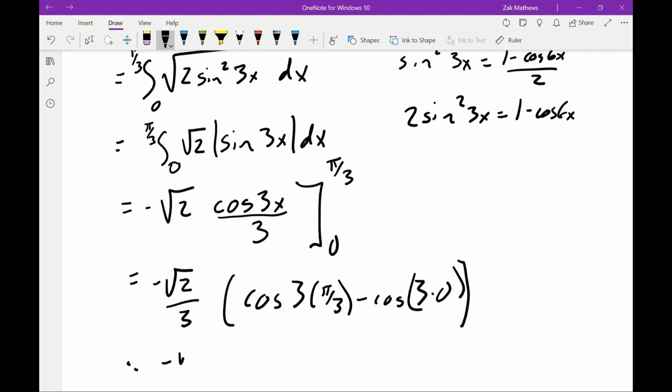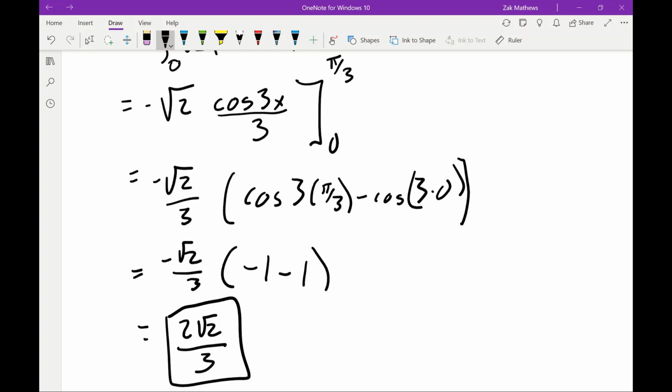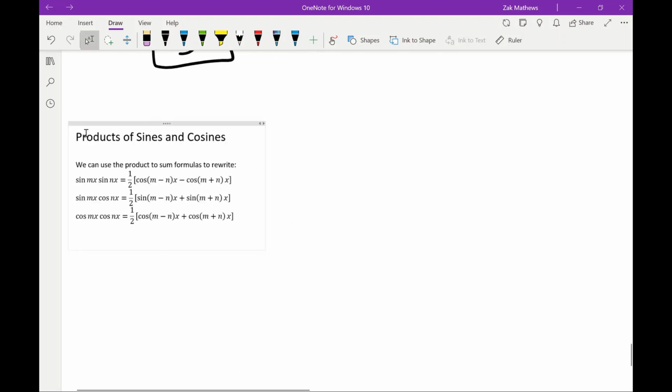And we're going to get negative root 2 over 3. Cosine of 3 times pi over 3 is just pi, so that's going to be a negative 1. And then cosine of 0 is a 1, so we have negative 1 minus 1, which is, of course, negative 2. And negative 2 times the negative 2 root 2 is 2 root 2 over 3. And there's our answer.